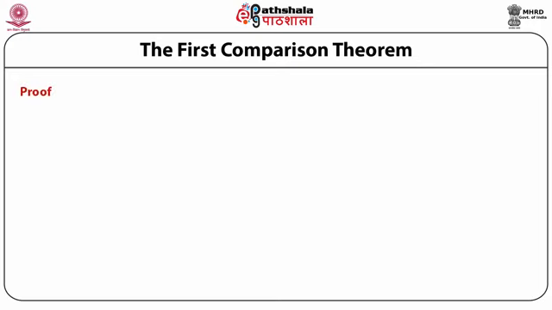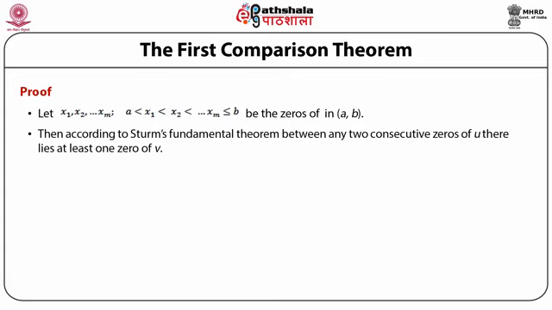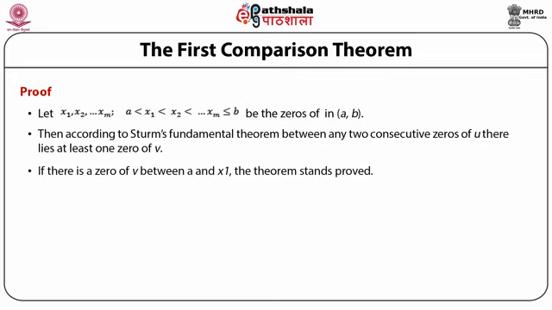We now prove Sturm's first comparison theorem. Let x1, x2 and so on till xm be the zeros of u(x) in the interval [a, b]. We assume that a is less than x1, less than x2, and so on, less than xm, less than or equal to b. Then, according to Sturm's fundamental theorem, between any two consecutive zeros of u, there lies at least one zero of v. If there is a zero of v between a and x1, the theorem stands proved.